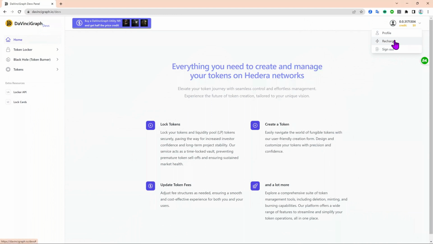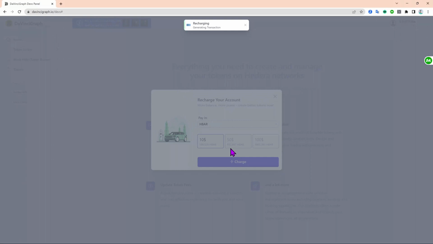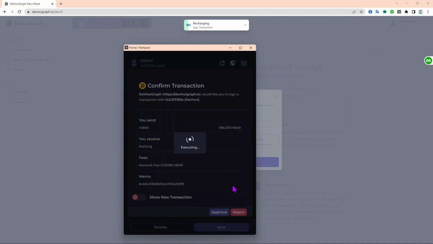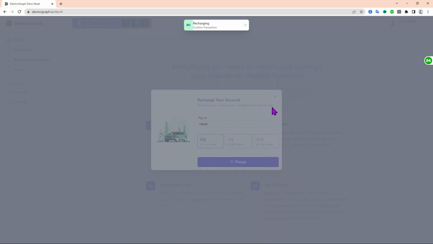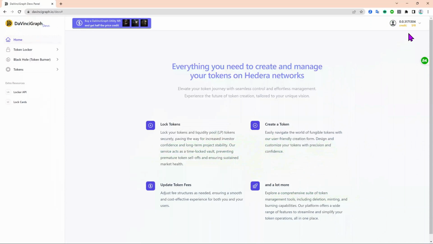Another way is to recharge your devs credit. You can pay with your favorite token. $10 is enough for creating a token. Smash charge and confirm the transaction. Devs credit charged $10, enough to create your token.